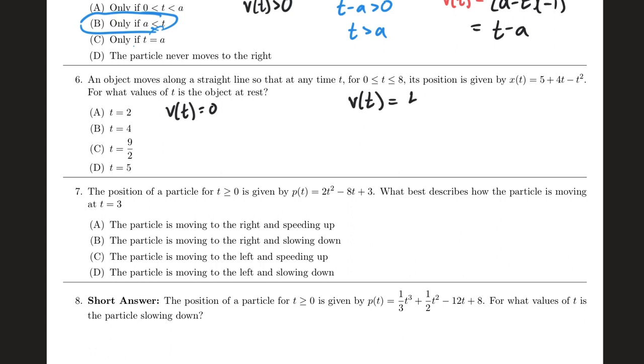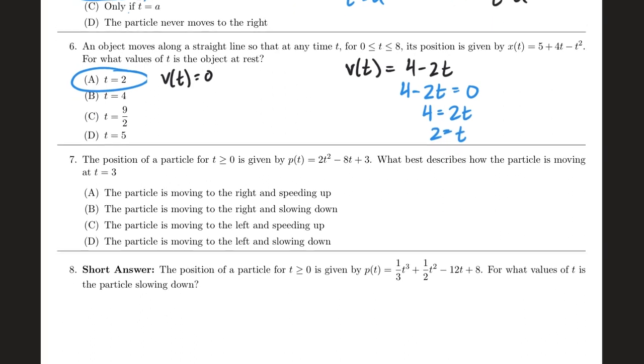That's going to be 4 minus 2t. And we're just going to set that equal to 0. Add 2t to the other side, divide by 2, and we get 2. And so at time equals 2, it's at rest.